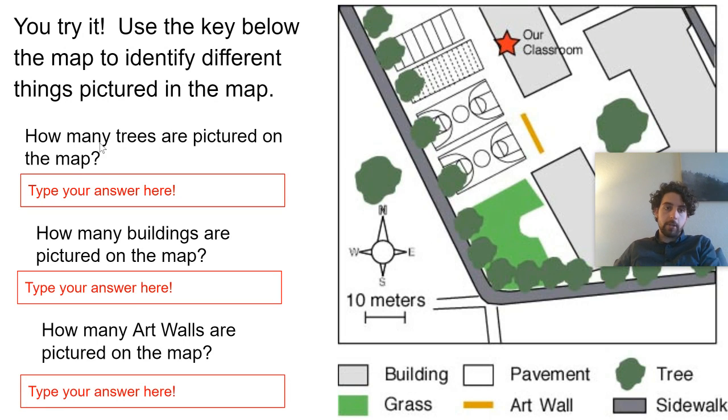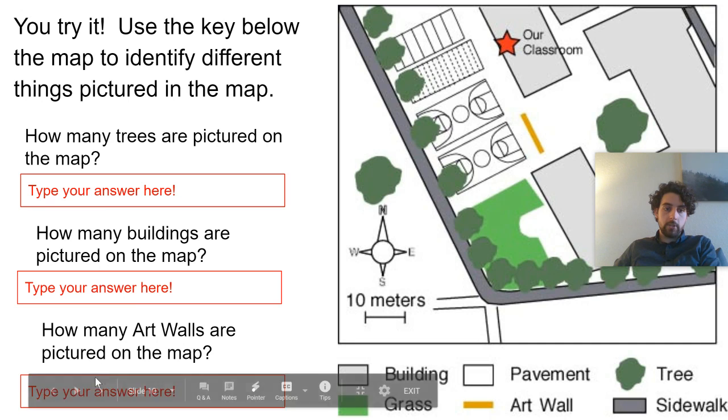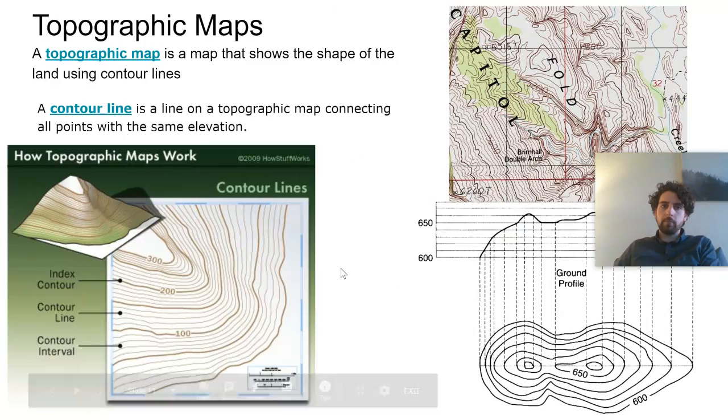How many trees are pictured on the map? Type your answers to these 3 questions here. First question, tell me how many trees are pictured on the map. Tell me how many buildings are pictured on the map. And then tell me how many art walls are pictured on the map. So go ahead and press pause, go type those into your slide share, and then come back. Okay. Next one.